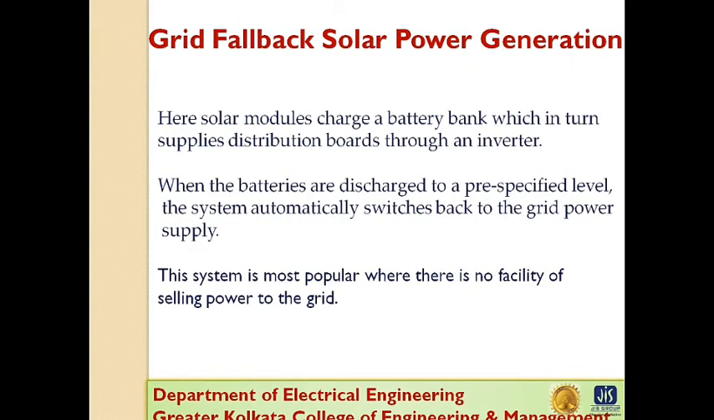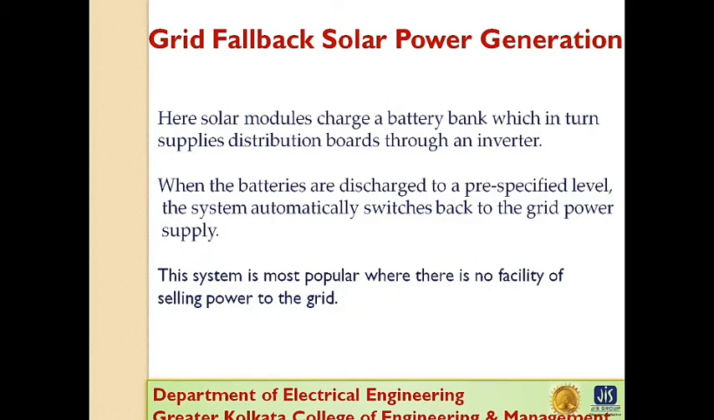Next is the grid fallback solar power generation. Now grid fallback is the most reliable and stable system, mainly used for electrifying smaller households. Here solar modules charge a battery bank, which in turn supplies distribution boards through an inverter. When the batteries are discharged to a pre-specified level, the system automatically switches back to the grid power supply. The solar modules then recharge the batteries, and after the batteries are charged up to a pre-specified level, the system again switches back to solar power.